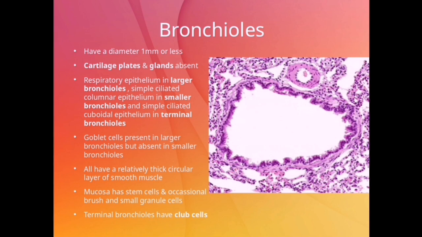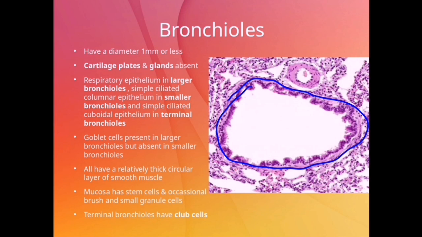The bronchioles are formed from the divisions of the bronchi, and within the bronchioles, the main distinguishing feature is that we do not find cartilage plates and we do not find glands. However, we find a continuous circular layer of smooth muscle, and you also find elastic fibers within the lamina propria. In larger bronchioles, they are lined by a respiratory epithelium, and in smaller bronchioles, they are lined by a simple ciliated columnar epithelium. And then in the terminal bronchioles, we have a simple ciliated cuboidal epithelium. So we have a transition from columnar to cuboidal epithelium within the bronchioles.